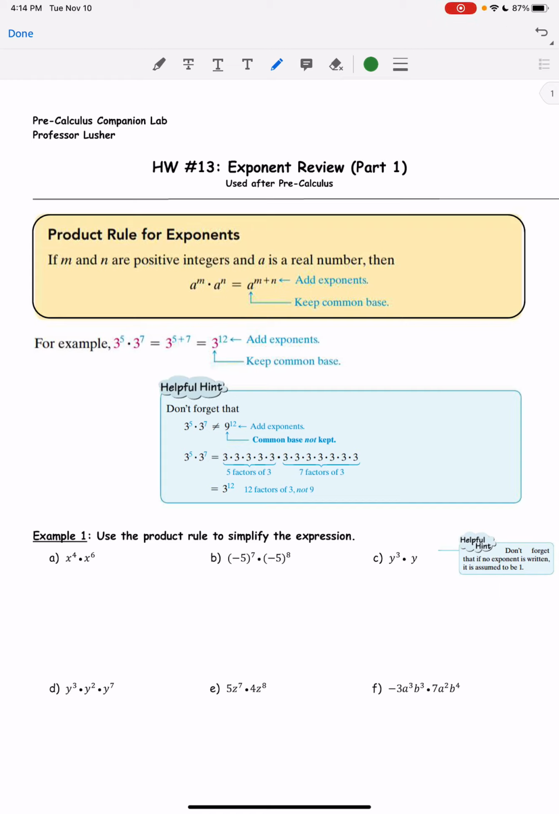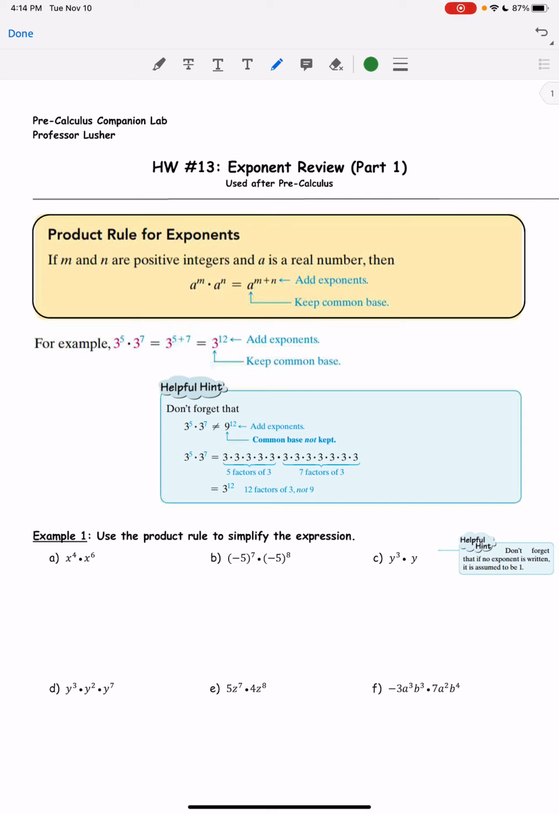This is the first part of your exponent review. Again, this is not going to be for pre-calculus, but after pre-calculus. And if you took CPM 3, you have actually already done all of these. So if you need this video as a quick review, you can use that. But if you were in CPM, hopefully you remember these rules. And again, that's CPM 3, not 2.